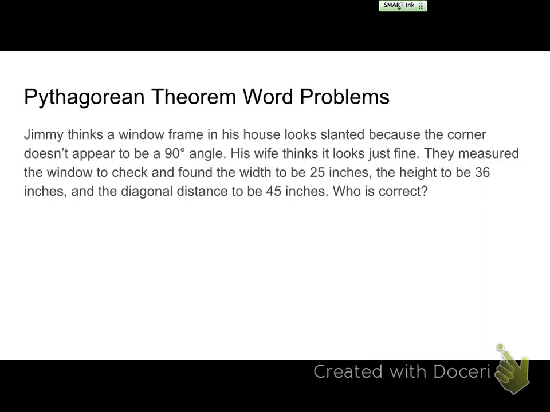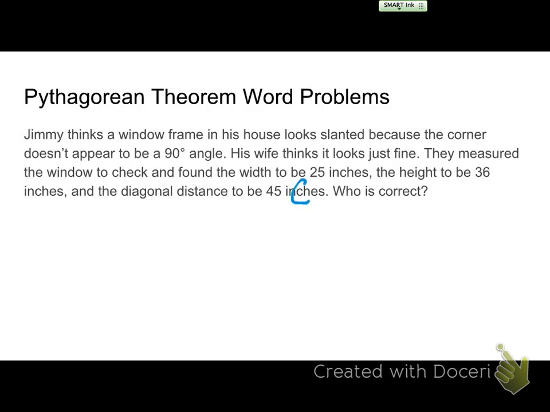Okay, so Jimmy thinks a window frame in his house looks slanted because the corner doesn't appear to be a 90-degree angle. His wife thinks that it looks just fine. They measured the window to check and found the width to be 25 inches, the height to be 36 inches, and the diagonal distance to be 45 inches. Who is correct? So what are they giving us here? They're giving us all sides, aren't they? So what is the first side we need to find? The hypotenuse. And how do we determine which is the hypotenuse? The longest side, right? So which number is the longest side? 45 inches, which is the biggest number.